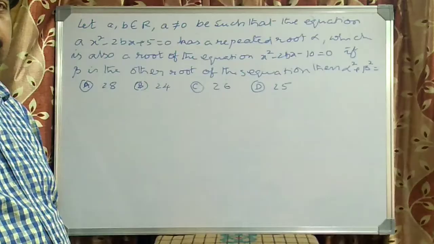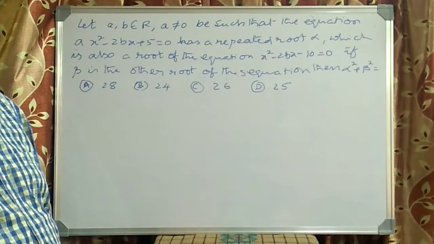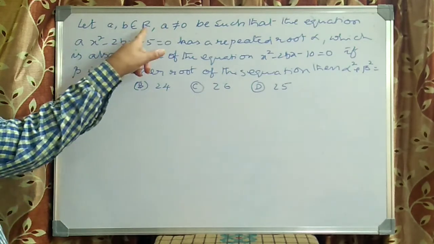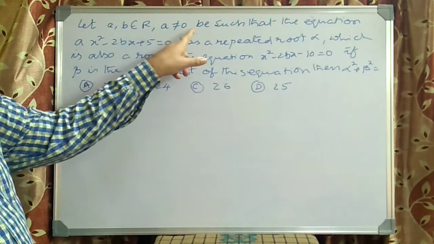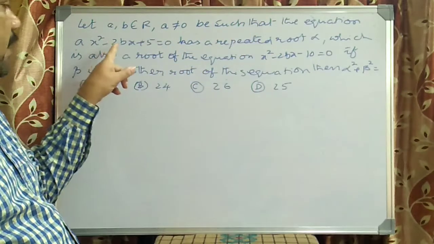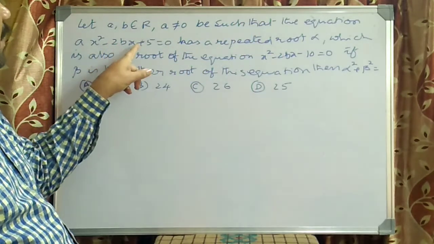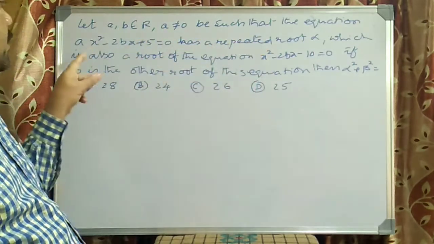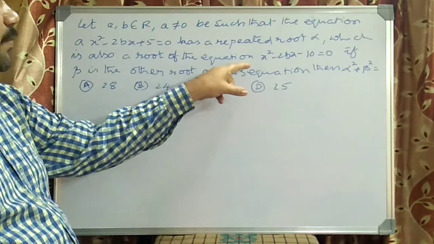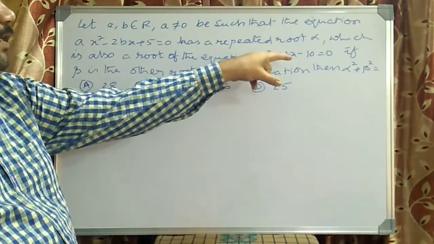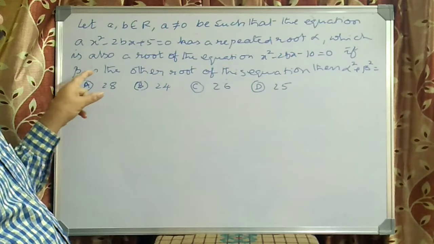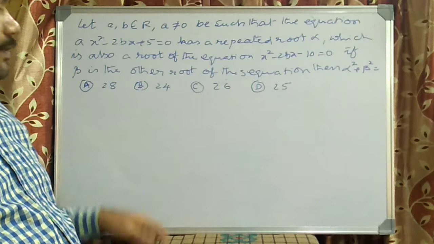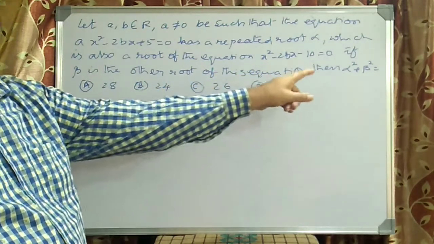Okay. Now we are dealing with a question which was given in the previous year's mains examination. Let a, b belong to R, a not equal to 0, be such that the equation ax square minus 2bx plus 5 is equal to 0 has a repeated root alpha, which is also a root of the equation x square minus 2bx minus 10 is equal to 0. If beta is the other root of this equation, then alpha square plus beta square is equal to dash. We are supposed to find out the value of alpha square plus beta square.